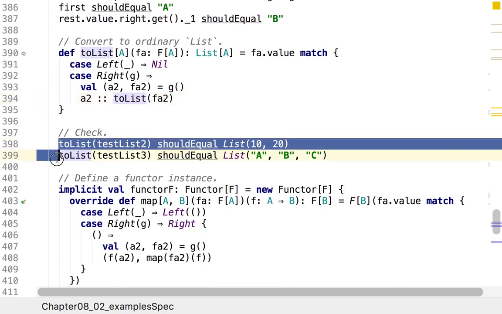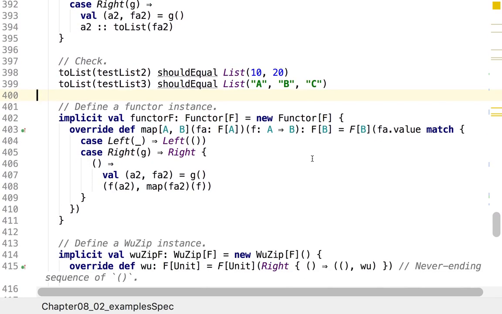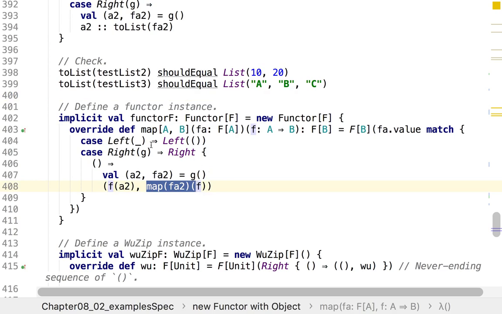So these tests check that indeed these lists work. Let's define a functor instance. That is straightforward because it's just a function, so we need to create a new function where we replace arguments and do a map recursively.